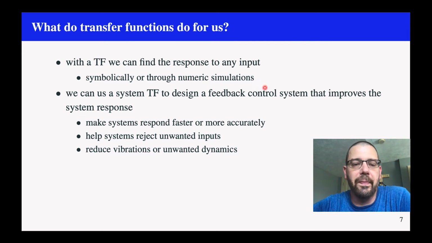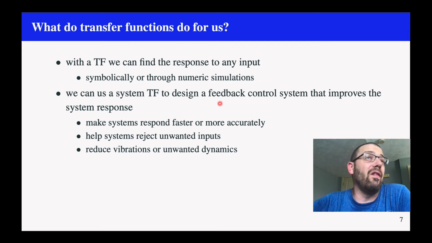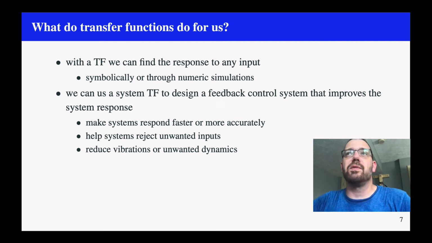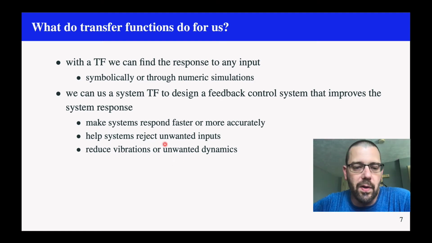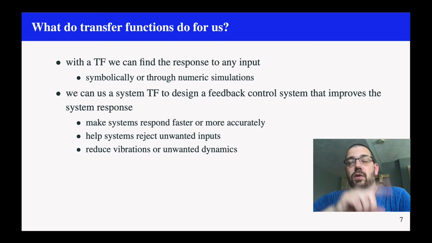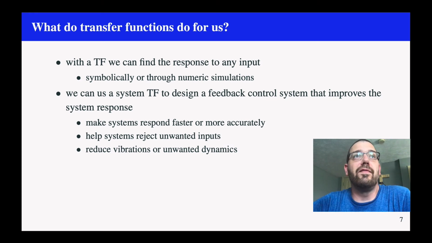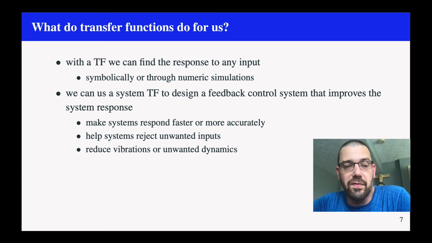But if there's something I don't like about the dynamic response of my system, maybe it's too slow, maybe it's not accurate, maybe it's easily blown off course, we would call that a disturbance input or an unwanted input, then I can measure the output of my system and use that to determine the future inputs to the system, and that's called feedback control.